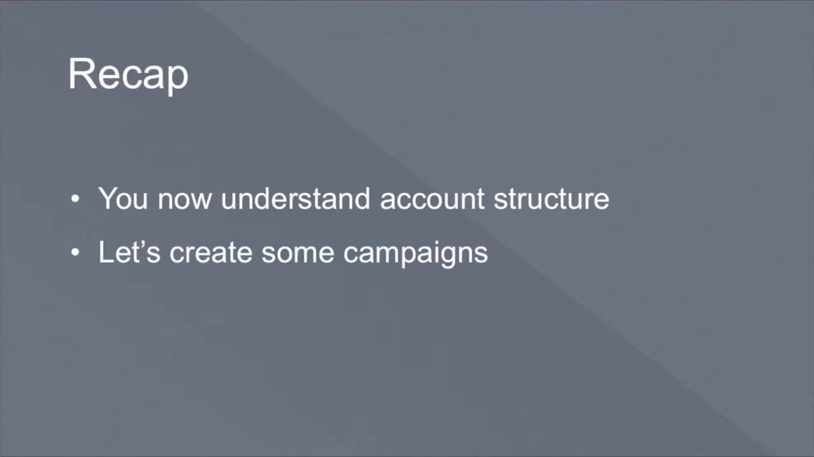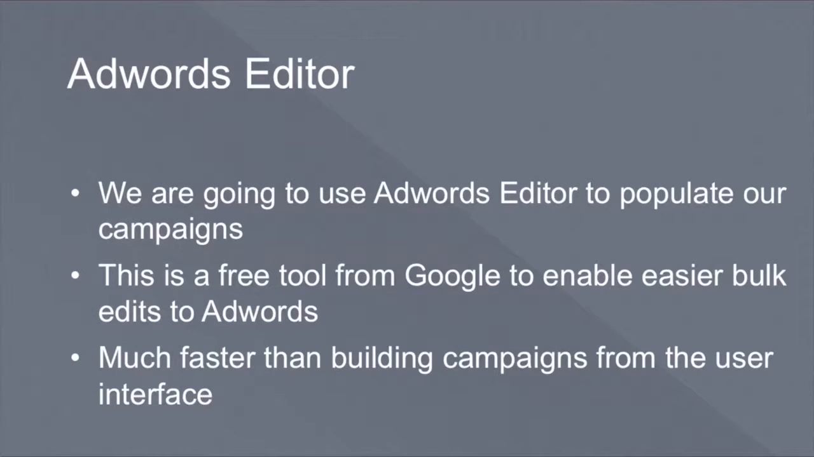We've spent this entire module looking at account structure. We've gone through every element of account structure that we need to understand in order to run effective campaigns. We now need, though, to create our campaigns with our keywords in them. So I'm going to show you how to do that, and to do that we're going to use a new tool. That tool is something called AdWords Editor. Now we haven't talked about this before, and this is the first time we're introducing it in this video.